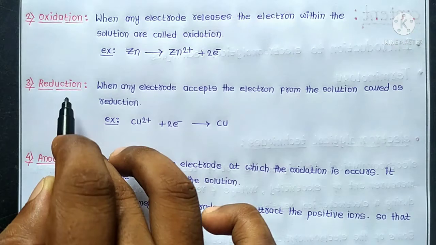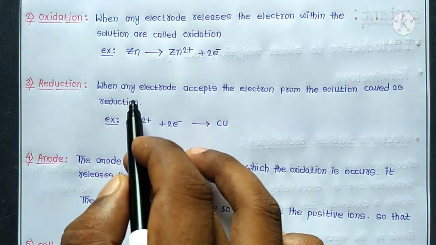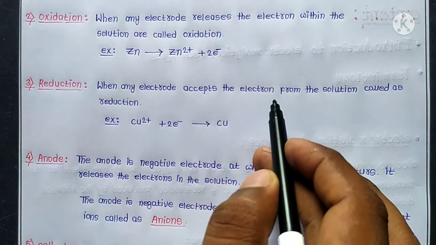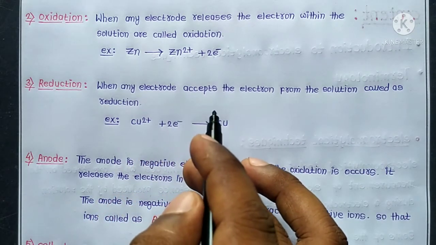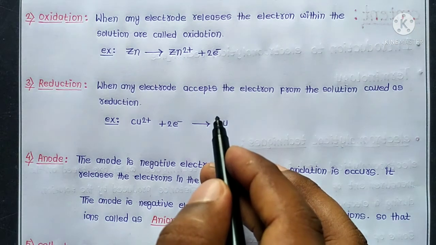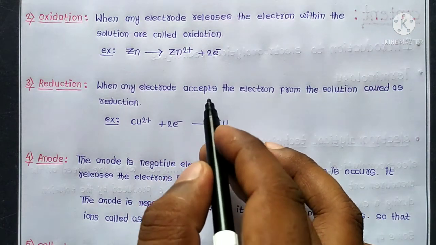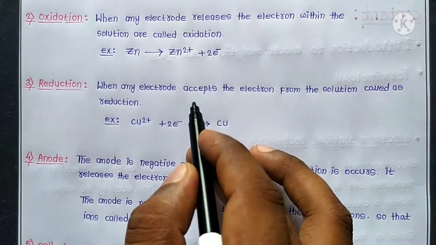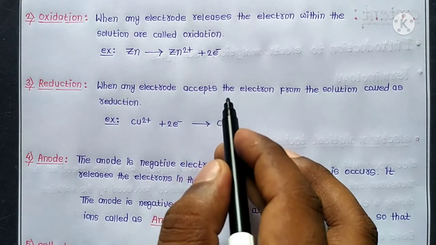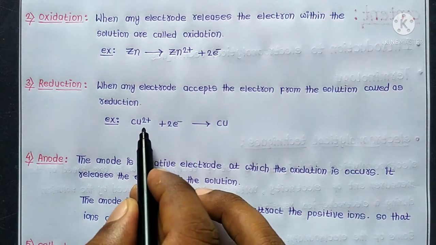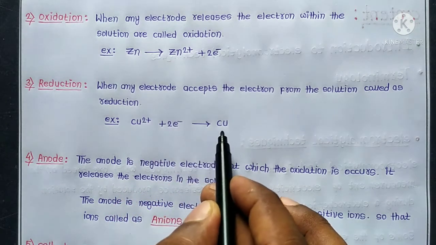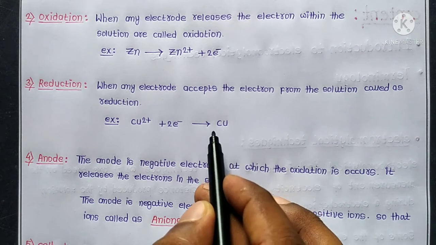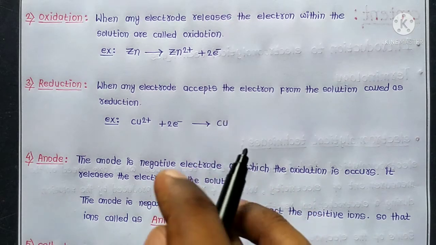Next we have reduction. Reduction means when an electrode accepts electrons from the solution. Reduction is the acceptance of electrons, or the gain of electrons. Suppose we have a copper ion, Cu2+; when it accepts 2 electrons it becomes the copper atom. So this is called reduction.